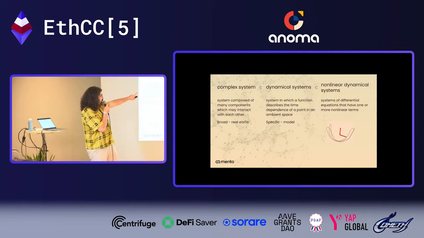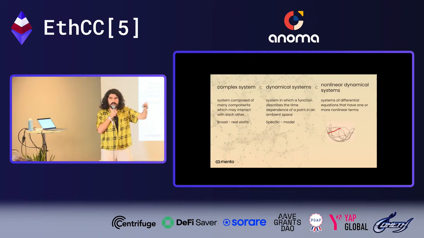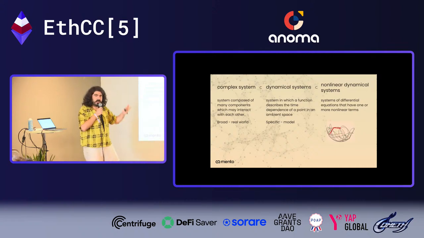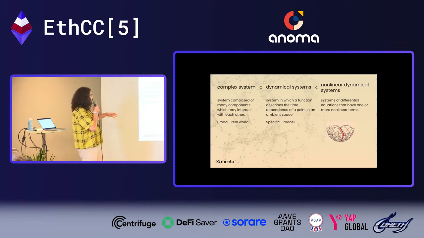So actually, if somebody has a better definition of this, I'm curious, but I've been hearing complex and dynamic systems used interchangeably in some situations, and I was trying to figure out what they actually mean, and this is the best thing I could come up with. I feel like complex systems usually refers to something that's more broad and real. So the migration path of birds is an actual complex system that we look at. And a dynamical system is actually a model of that, of a complex system. It's a description, just like with functions, that describes the time dependency of a point in an ambient space. It's more like an analytical description of a complex system.